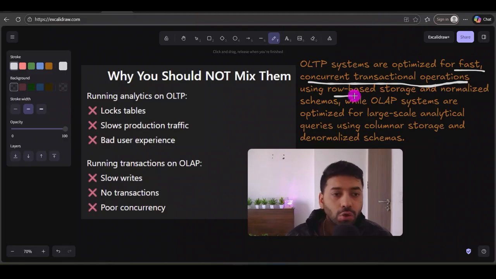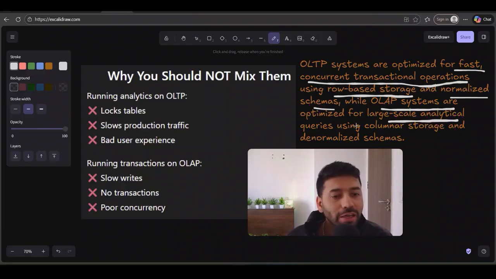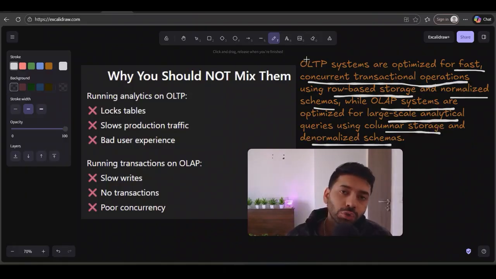Okay, using the row based storage. Here we have the row based storage, right? And normalized schemas, while OLAP systems are optimized for large scan analytical queries using columnar storage and denormalized schemas. OLTP is used for transactions, running your business, while OLAP is used for analytics to understand the business.